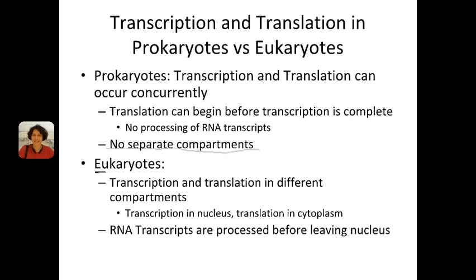In eukaryotes, on the other hand, the processes of transcription and translation happen in different compartments. Transcription occurs in the nucleus and translation occurs in the cytoplasm. And also the RNA transcripts are going to be processed before they leave the nucleus. So in eukaryotes, there is necessarily a gap between transcription and translation. You get transcription, processing of the transcript, and then you're going to move the transcript into the cytoplasm, and then you have translation.